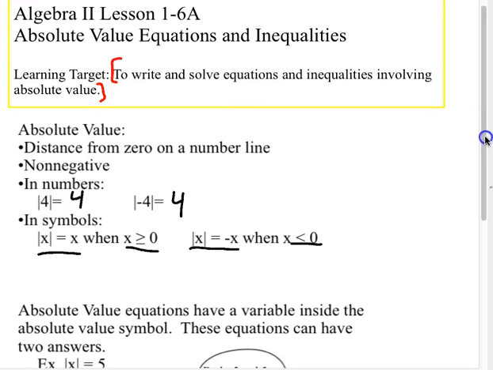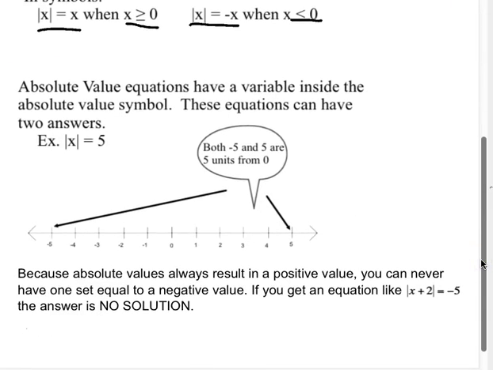An absolute value equation will have the variable inside the absolute value symbol. And these equations can have two answers. Most will have two answers. There's a little caveat to this.